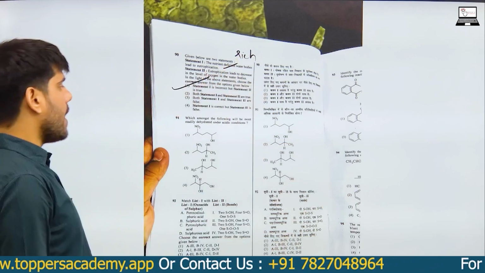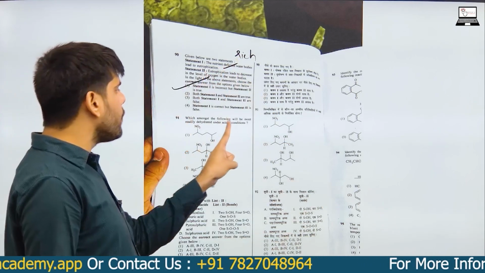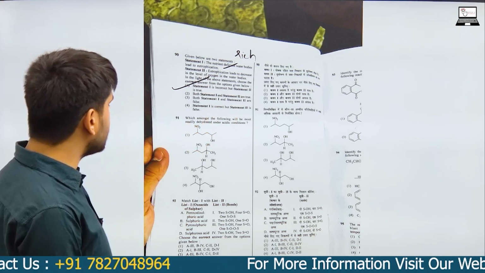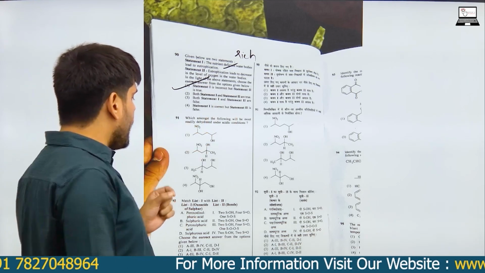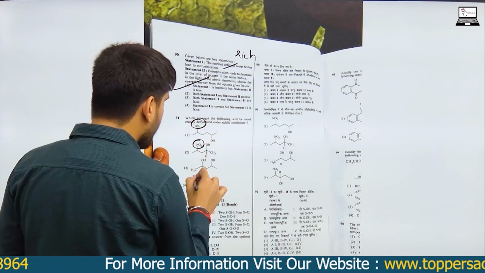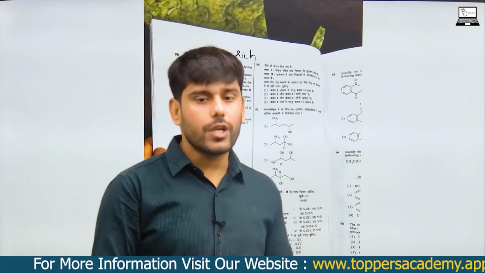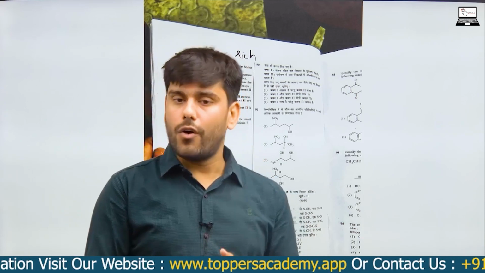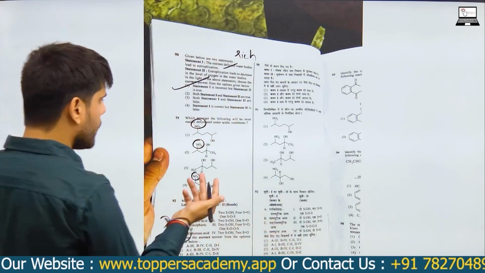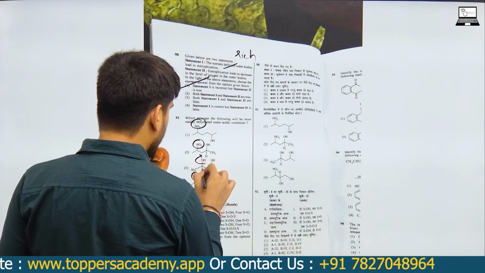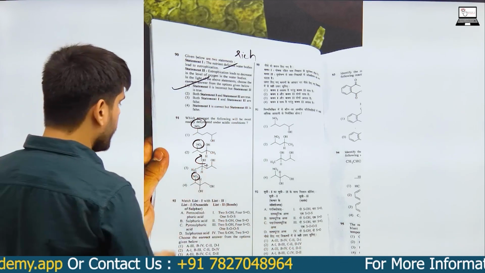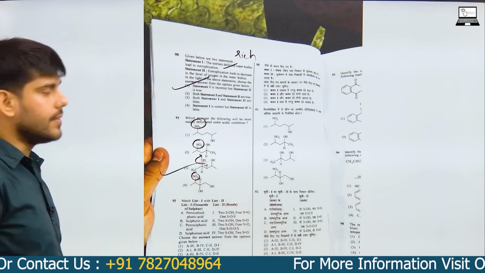A is the right answer. Which amongst the following will be most readily dehydrated under acidic conditions? If you see, in all of these we have the NO2 group, which is an electron withdrawing group, and electron withdrawing groups will decrease the stability of the carbocation. When it is dehydrated, we get a positive charge here, and this is the most stable carbocation, right? Third is the right answer.